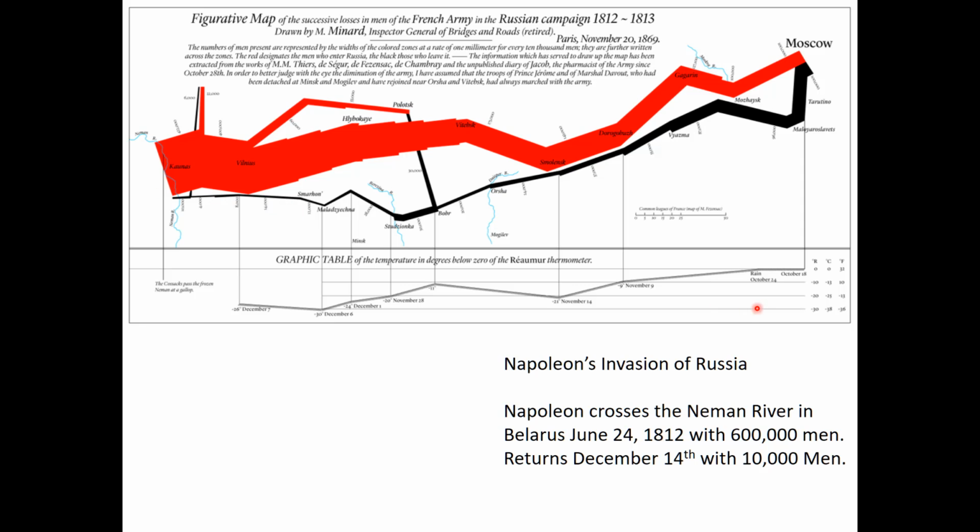And in fact, what I have here on the bottom is a thermometer scale. And so here's Celsius, 0, -13, -25, -38. And it shows what the temperatures are at various dates along Napoleon's retreat. And so you can see that he had a very unsuccessful campaign in Russia. He crossed the Niemen River with 600,000 men, and he returned 6 months later with 10,000 men.